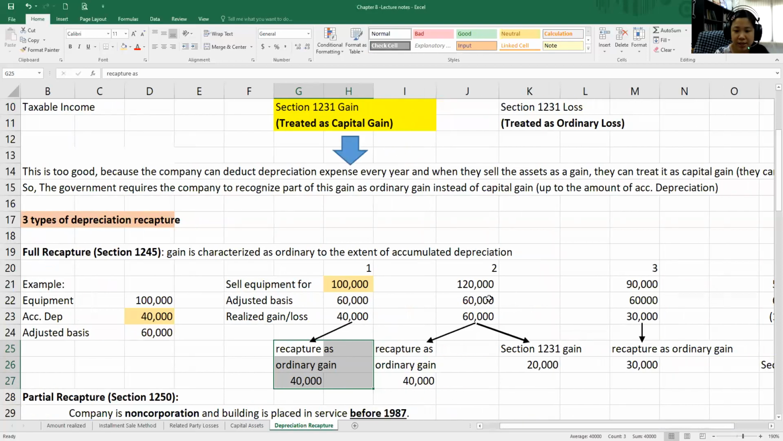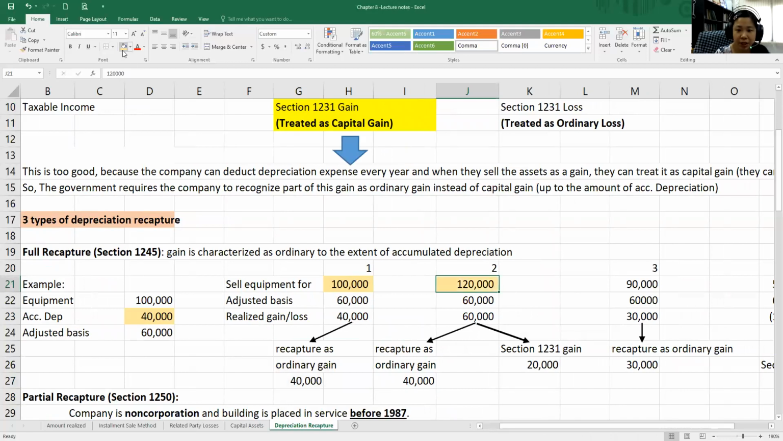Okay, now the second situation: what happens if we sell this asset for 120,000? Then we will have a realized gain of 60,000. All right, class? And remember, we have to recapture the depreciation. We have to recognize ordinary gain up to the amount of accumulated depreciation.